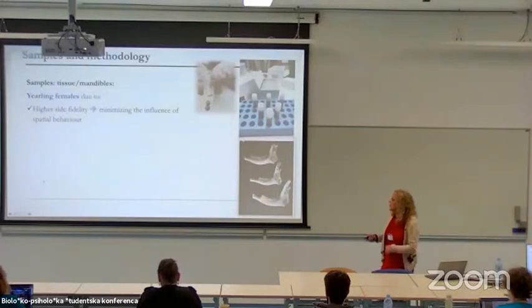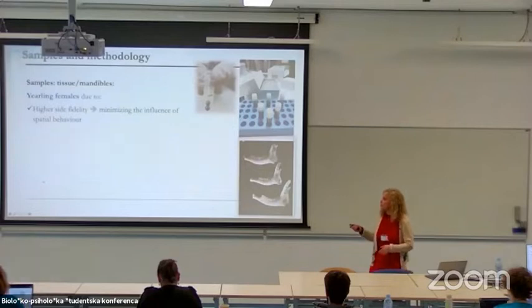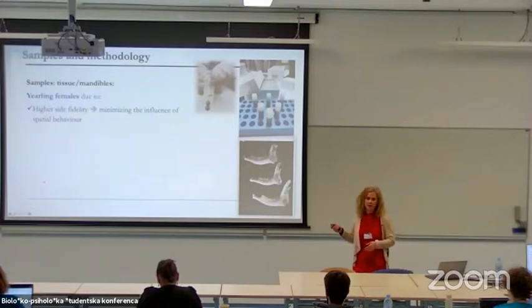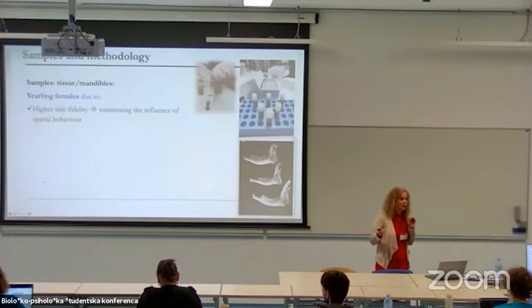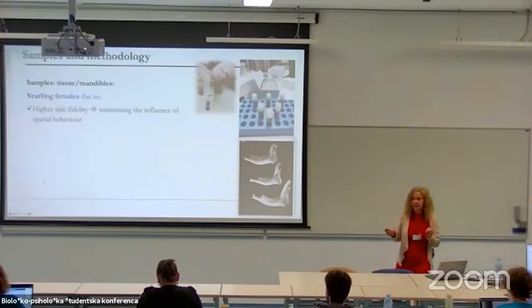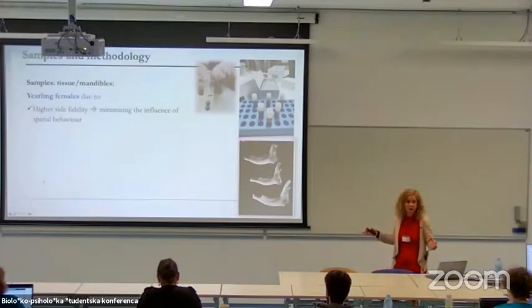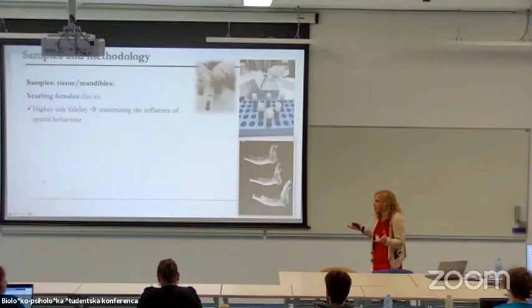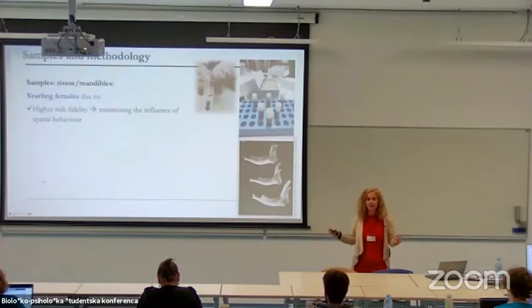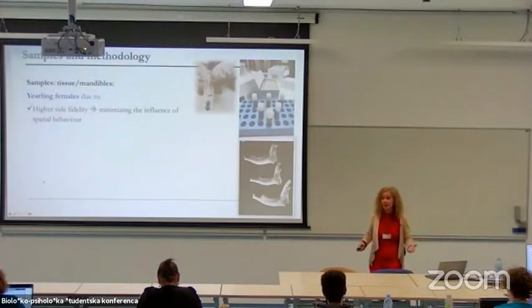When we decided to do that, we used in our research just yearling females, so only one year old. Why? Because females show much higher site fidelity compared to males. If you want to study the spatial distribution, it's important to use females because they have higher site fidelity, and you can minimize the influence of dispersal of the males.